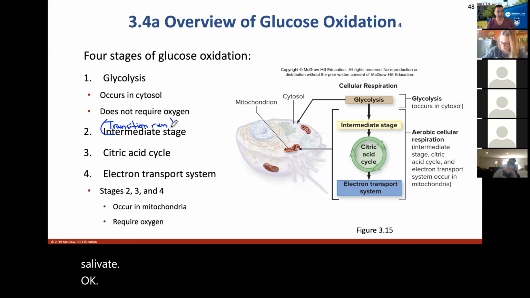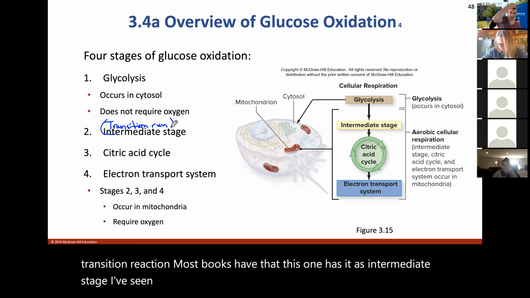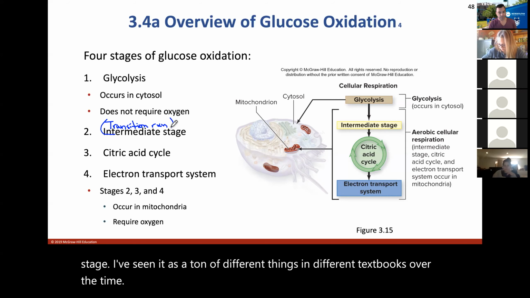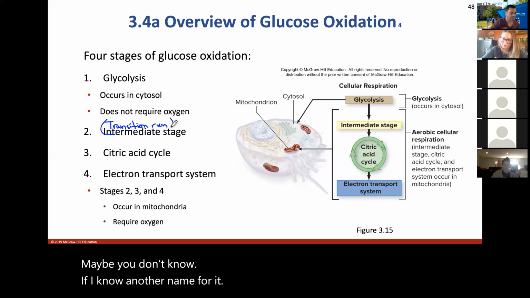Glycolysis, intermediate stage or transition reaction. Okay, I learned it as transition reaction. Most books have that. This one has it as an intermediate stage. I've seen it as a ton of different things in different textbooks over the time. Citric acid cycle. You know it as whose cycle? Anybody know another name for it? Krebs cycle? Oh yeah, Krebs cycle.